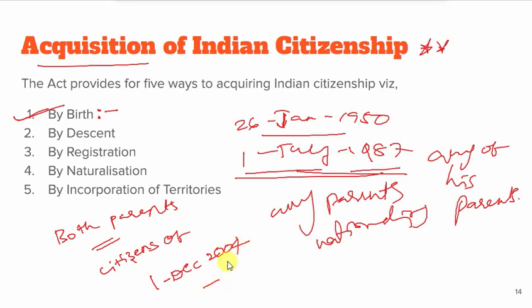So if a child was born in India after 1st December 2004, both the parents have to be citizens of India, and neither of them should be an illegal immigrant at the time of the birth of their child. Also, the children of foreign diplomats posted in India and enemy aliens cannot acquire Indian citizenship by birth, even though they were born in India.